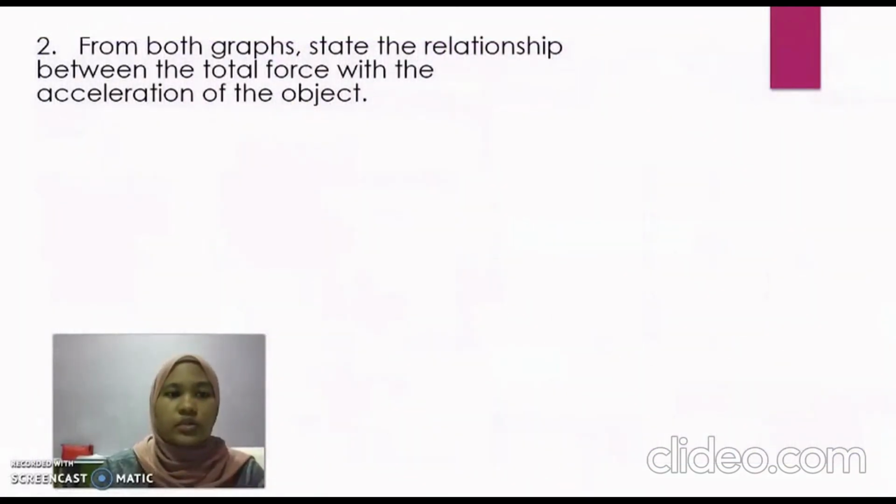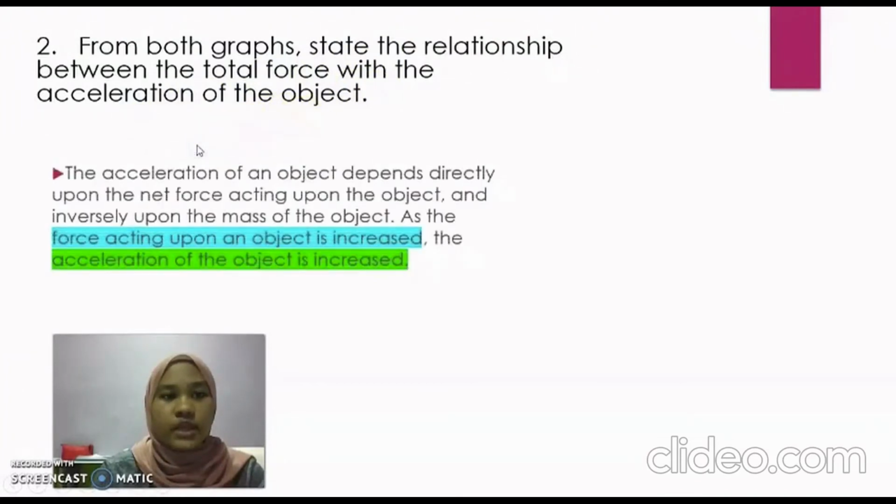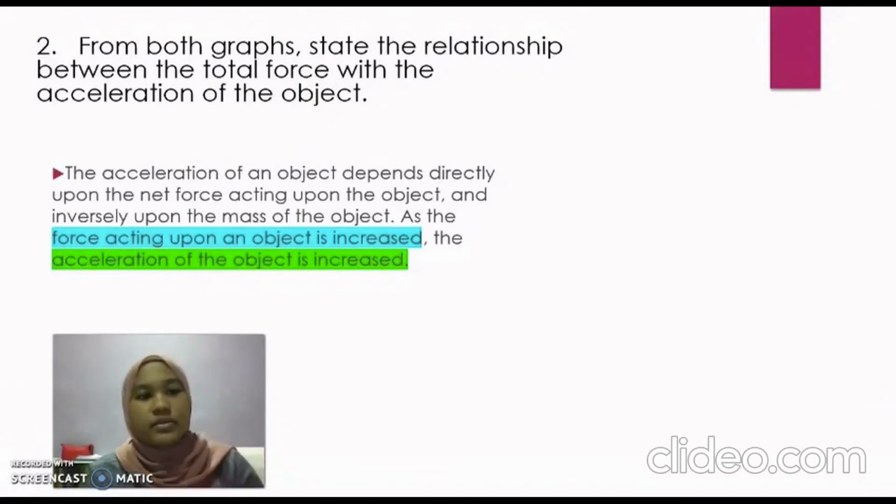So for question 2, from both graphs, state the relationship between the total force and the acceleration of the object. So the answer is the acceleration of an object depends directly upon the net force acting upon the object and inversely upon the mass of the object.